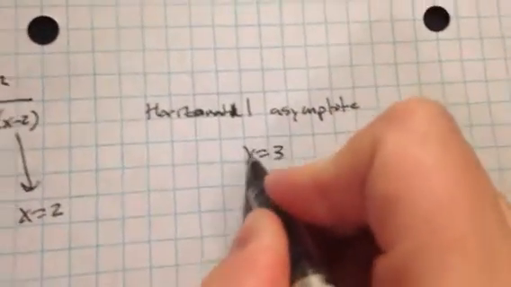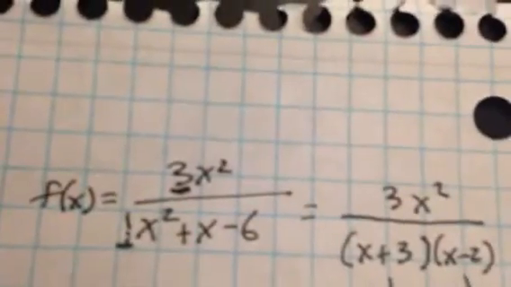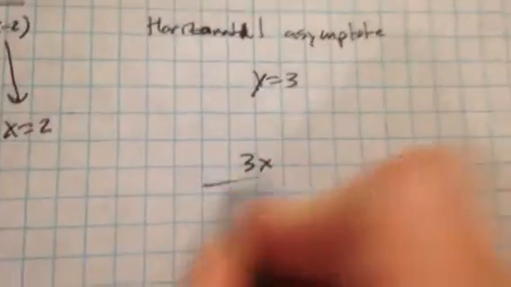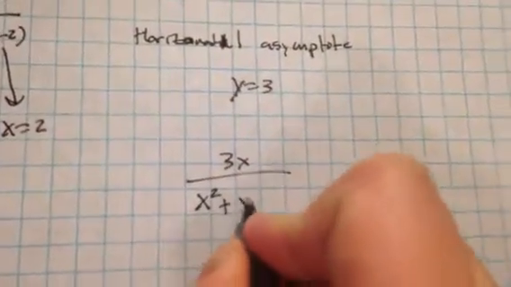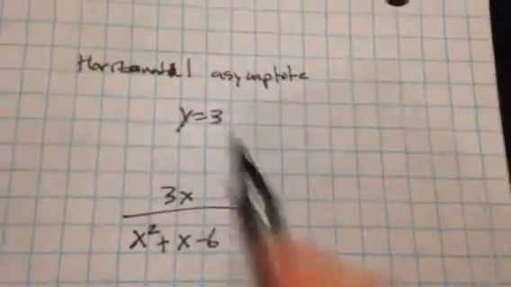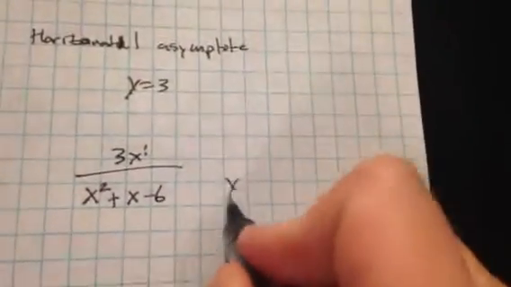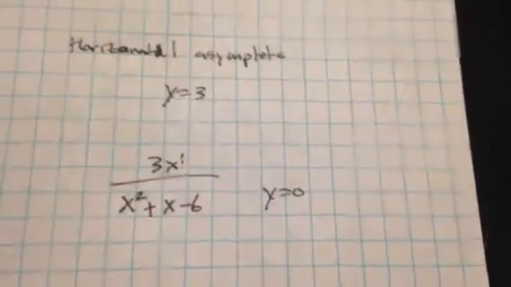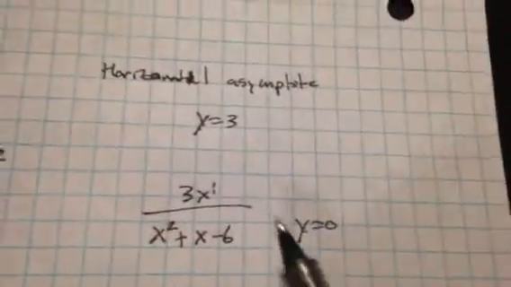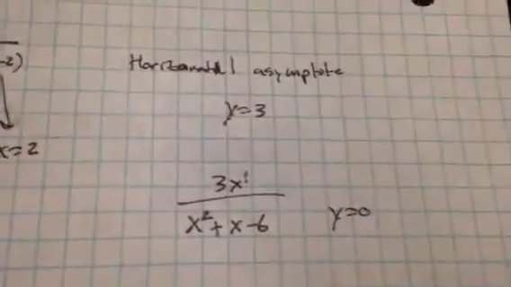at y equals 3. If these two degrees had not been the same, like let's just say if it had been 3x over x squared plus x minus 6, if this degree down here is greater than the degree that's up here, then the horizontal asymptote is always at y equals 0. The other cases that we don't cover in class is if this degree is greater than this degree. Don't worry about that.